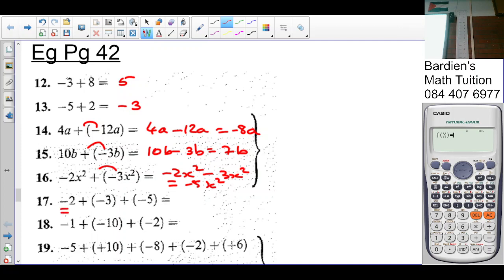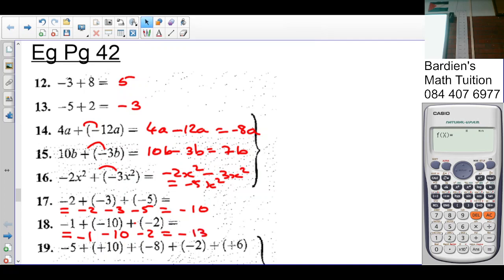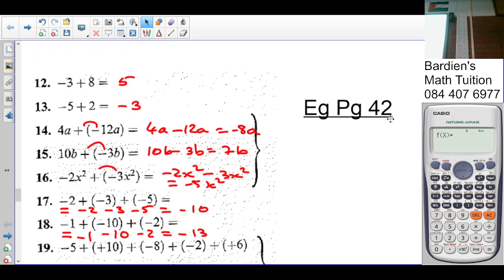Number 17, so it will be negative 2. Positive times negative is negative 3. Positive times negative is negative 5. So what's minus 2 minus 3? Negative 5 minus 5? Negative 10. Next one is negative 1. Positive times negative, negative 10. Positive times negative, negative 2. Negative 1 minus 10 is negative 11, minus 2 is negative 13. Any issues there? No? See, there's a note there.